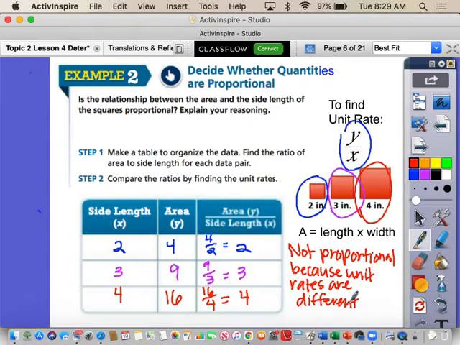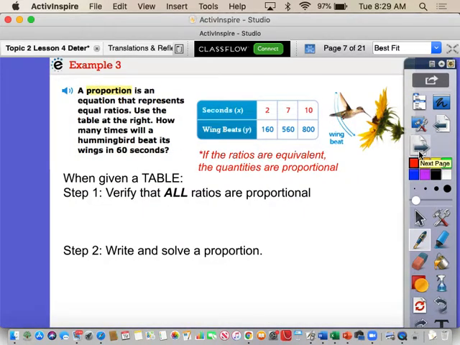Okay, last slide on the front side of our paper. So a proportion is an equation that represents two equal ratios. So we're looking at the table on the right. We want to know how many times a hummingbird will beat its wings in 60 seconds. So when given the table, we want to verify that all ratios are proportional.